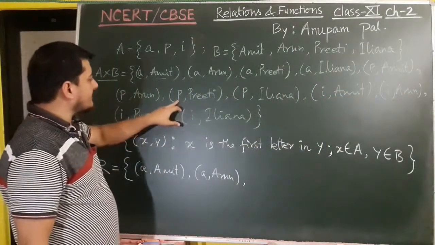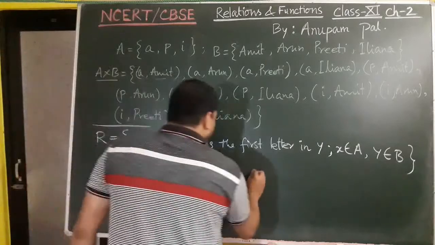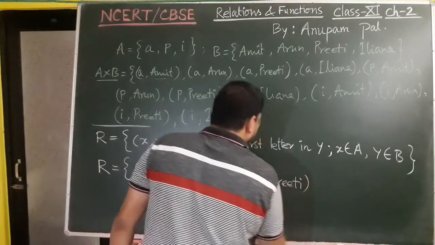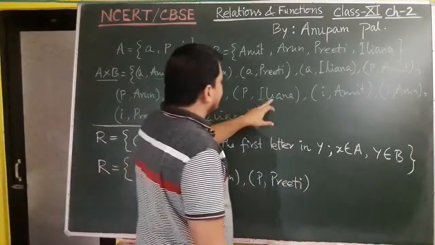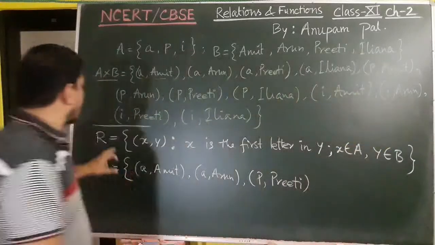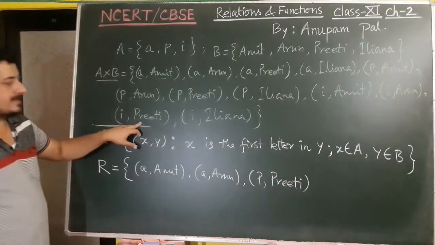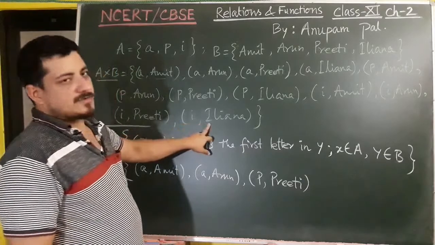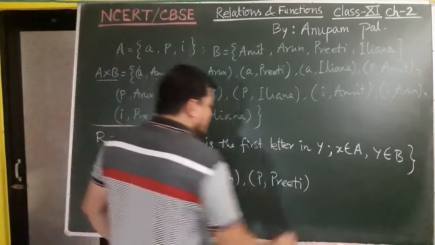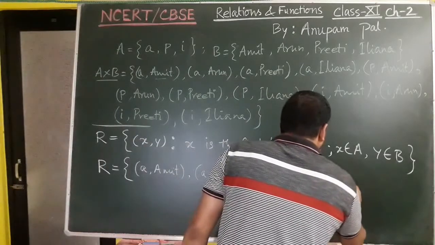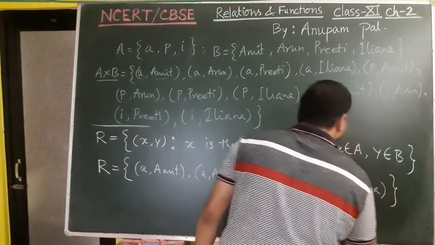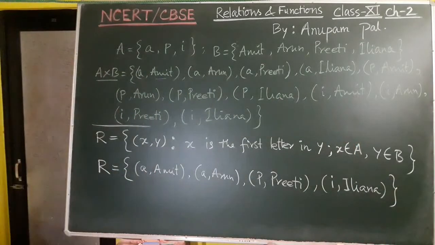This one is selected because P is the first letter of Preeti, so I'll write (P, Preeti). Then P, Ileana rejected. I, Amit rejected. I, Arun rejected. I, Preeti rejected. Then I, Ileana is accepted because I is the first letter of Ileana. So I write (I, Ileana) like this.